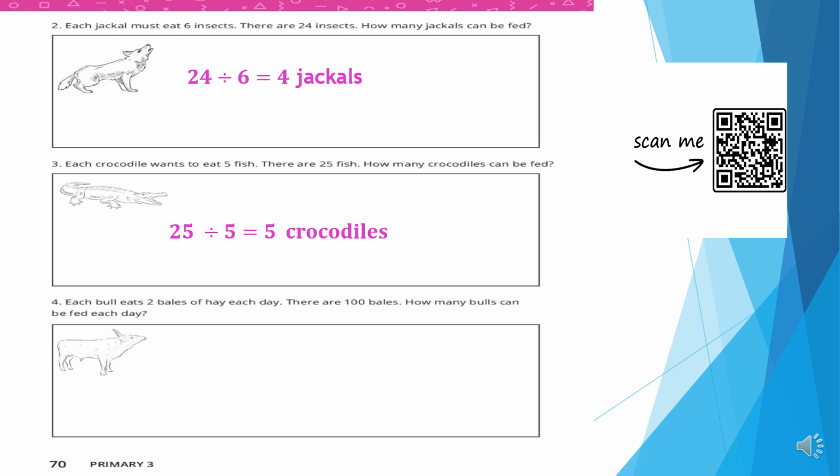Number 4, each bull eats 2 bales of hay each day. There are 100 bales. How many bulls can be fed each day? This animal is called a bull, and he eats 2 bales each day. The total number is 100 bales. So 100 divided by 2 equals 50 bulls.